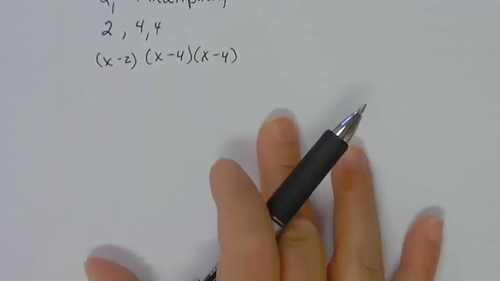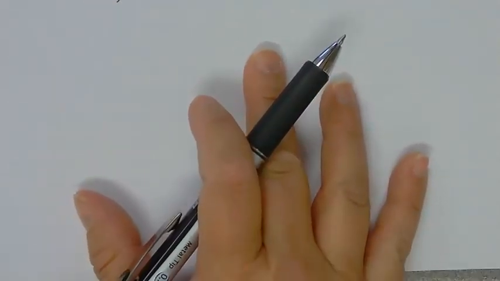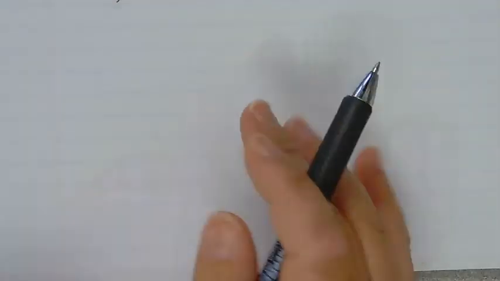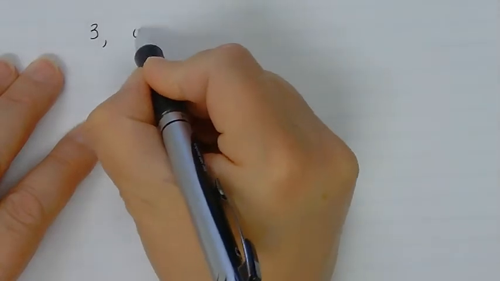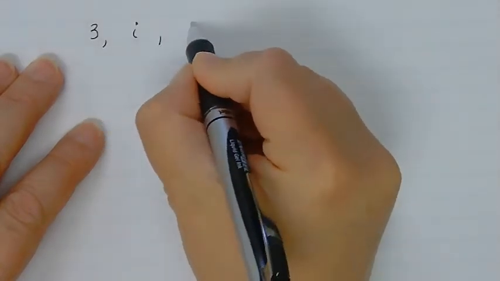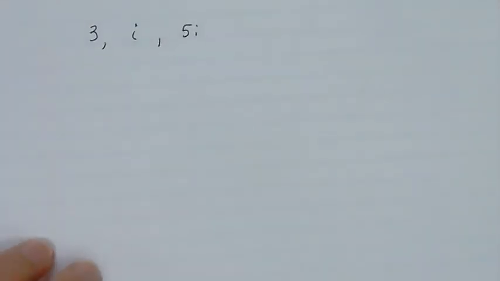but I wanted you to see what the word multiplicity meant. Okay, we are going to do one more where we will actually multiply it out. So this one, I'm going to get a full sheet of paper because this is going to be kind of lengthy here. This one we're going to deal with imaginaries. So I've got zeros at 3, i, and 5i.